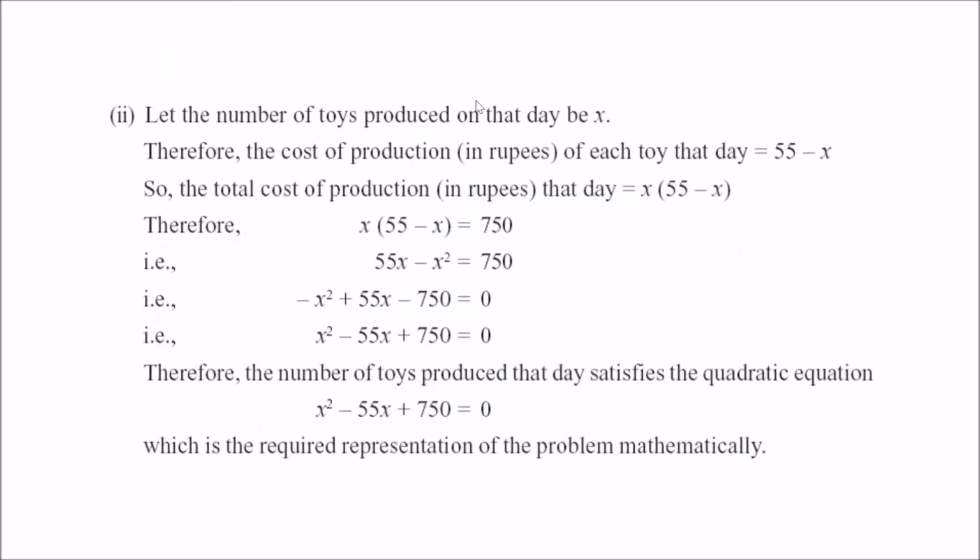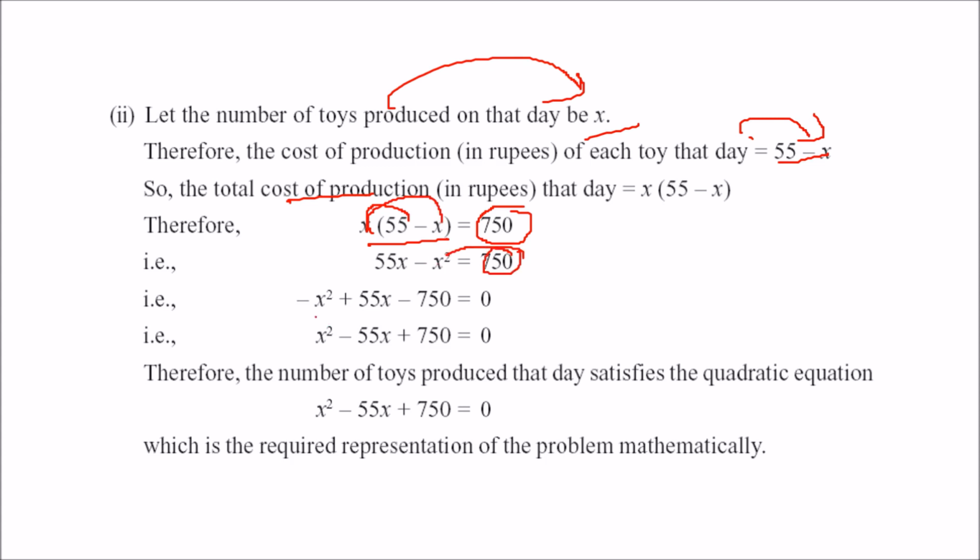So the situation is like this. If the number of toys is X, the cost of production as given in the situation is 55 minus X. And the multiplication of this gives the total cost of production. And on a particular day, X into 55 minus X is equal to 750. Multiply it, 55X, this will become minus X square. This is 750. Take 750 here, this will be minus X square plus 55X minus 750.